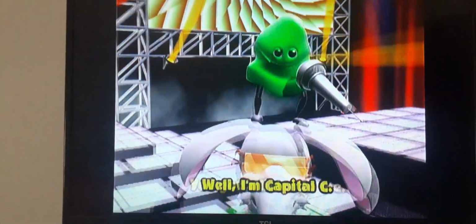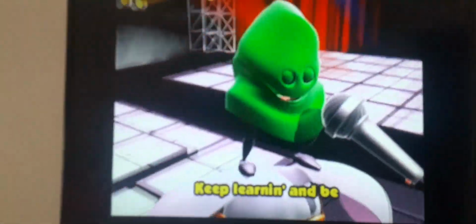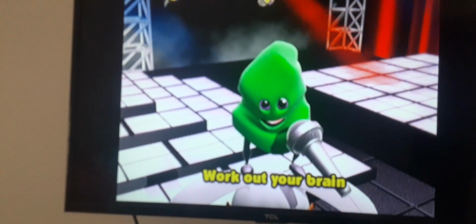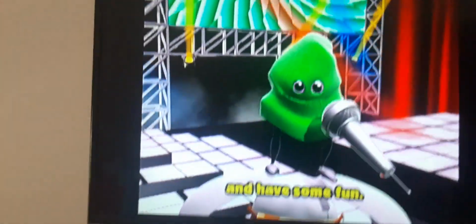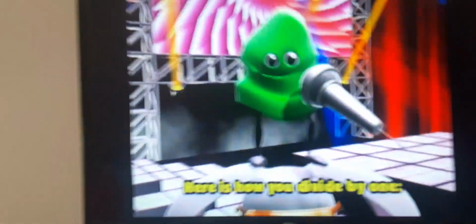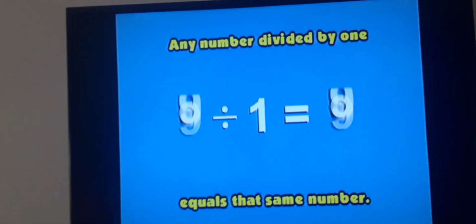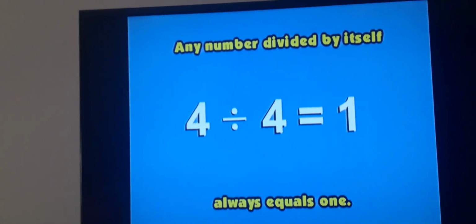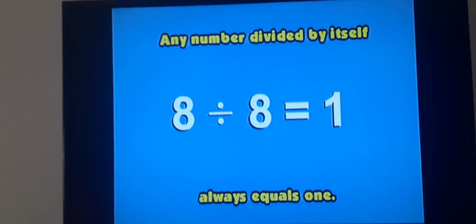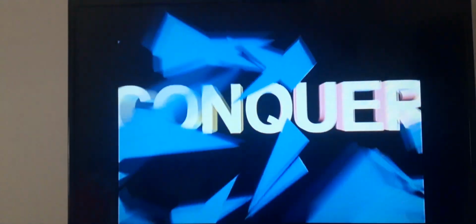Well, I'm capital C, you gotta listen to me. Keep learning and be what you wanna be. Work out your brain and have some fun. Here is how you divide by 1. Any number divided by 1 equals that same number. Any number divided by itself always equals 1. Let's conquer!